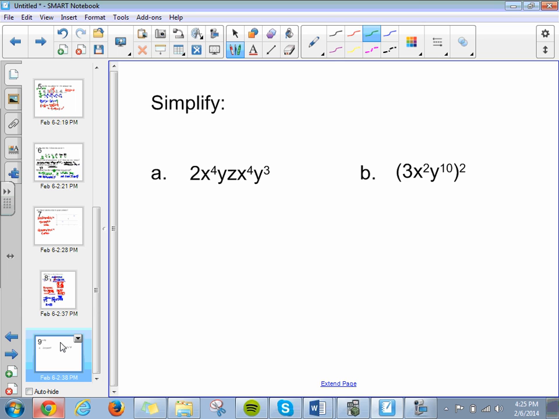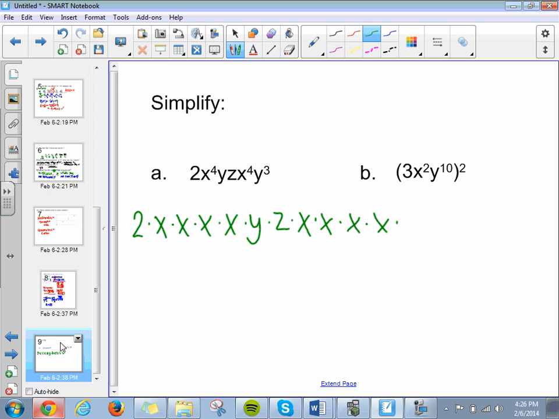This 2 doesn't really combine with anything. What I want to show you in A is how to write it the long way out. Because what happens is some people think, okay, do I need to add the exponents or do I need to multiply the exponents? So let's write it out the long way and see. We've got 2 times, and then we've got 4 x's. So x times x times x times x. Then we've got times y times z times x times x times x times x. And then times y times y times y. This is why we use exponents, because writing it out like this would be really long and annoying.